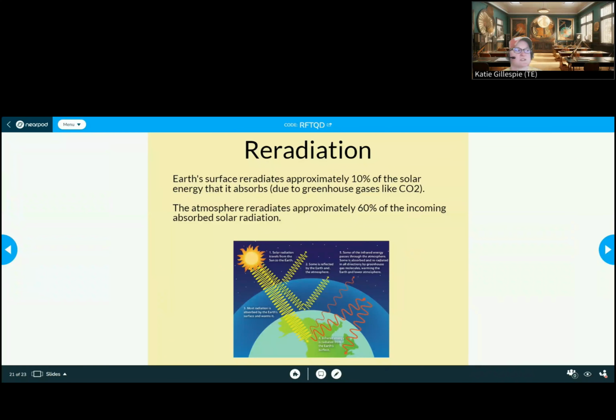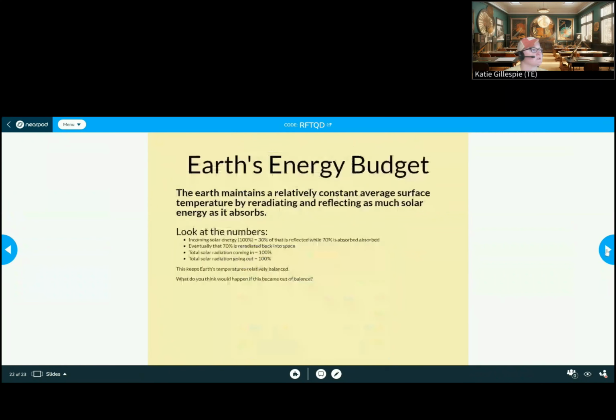And those numbers will make sense in just a second. Earth's surface re-radiates approximately 10%. All right. Let's get to the numbers because that's going to help you. Oh, that is too small. I don't like that. We call this Earth's energy budget.